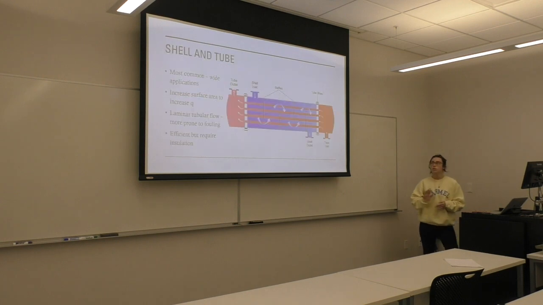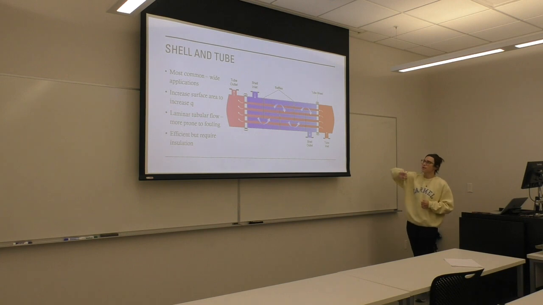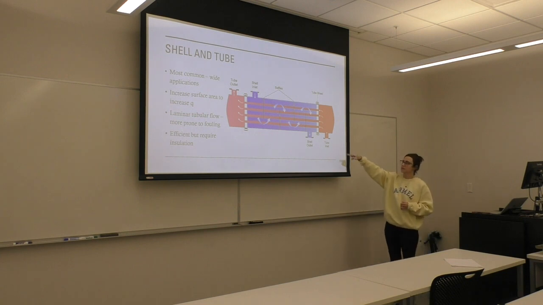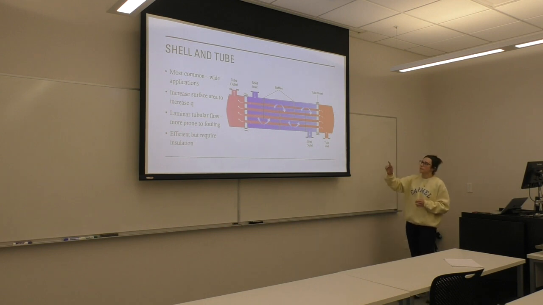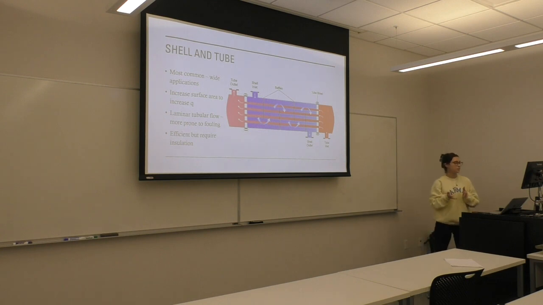So for a shell and tube heat exchanger, this is a super simple diagram of one, where you can see the hot fluid gets lighter in color because it's losing heat, and the cold fluid gets lighter in color because it's gaining heat. The baffles shown there are inserted not only to physically support the tubes, but also to aid in the turbulence of the warm fluid in this case, because that gives you a better heat transfer rate.